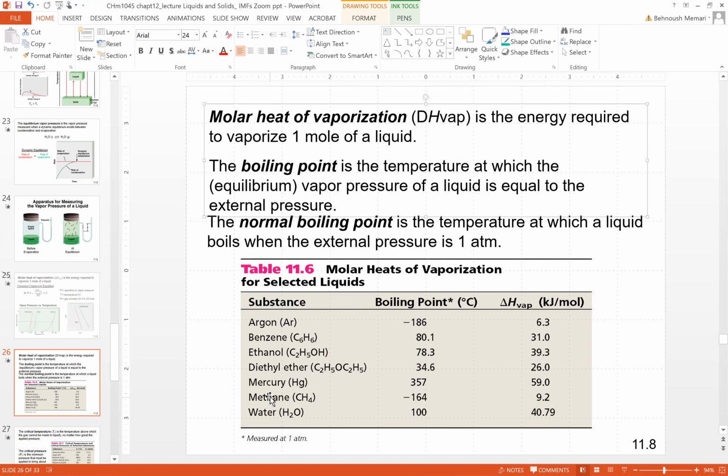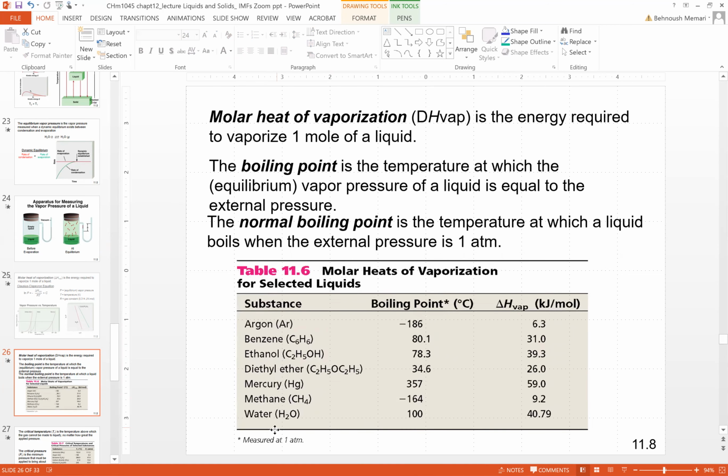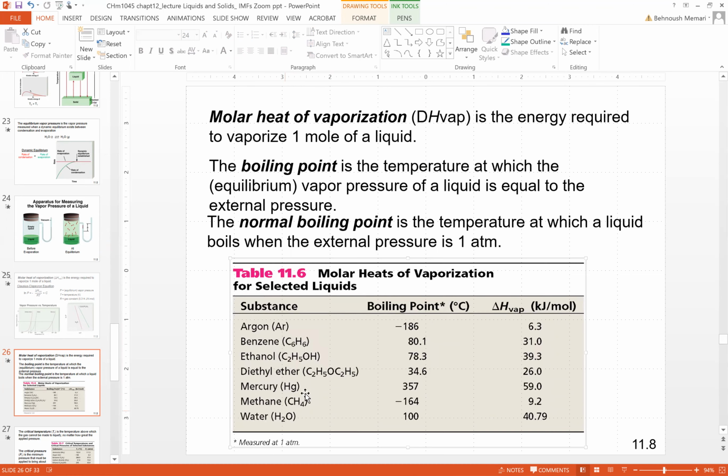Why is water boiling at a higher temperature compared to methane? Because water has stronger intermolecular forces. Molar mass for water is 18, for methane is 16. The molar mass is not much of a difference, but the intermolecular force for water is hydrogen bonding, and for methane is dispersion. So you see a difference of over 200 degrees Celsius in boiling point. That's because of the difference in the intermolecular forces that we have.